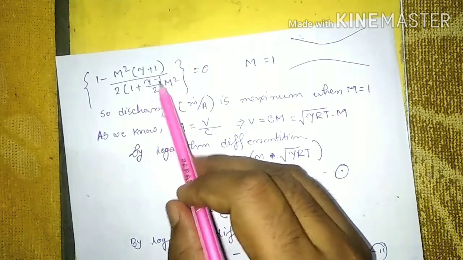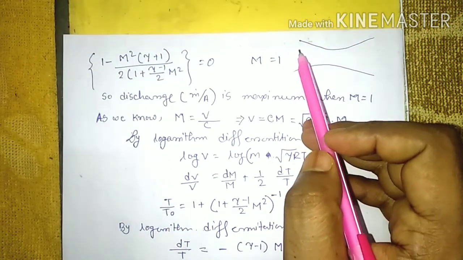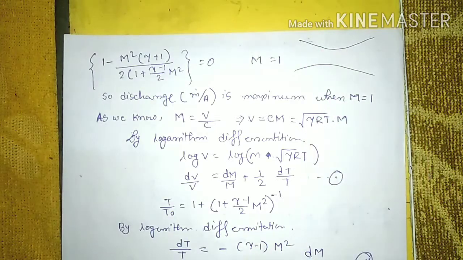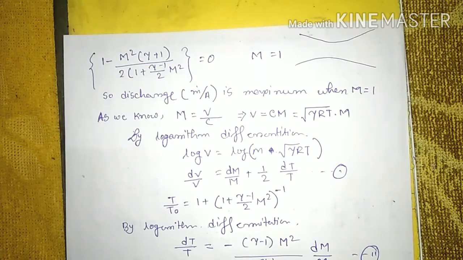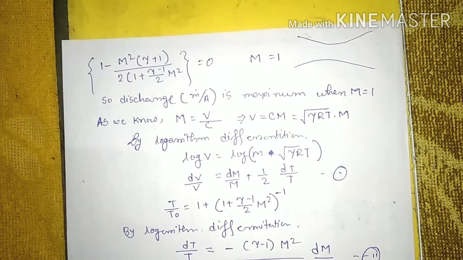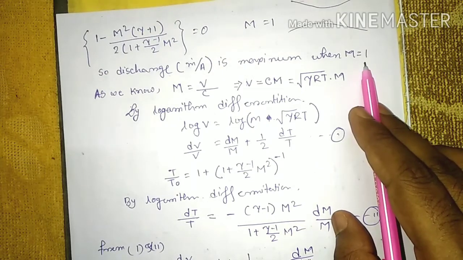If you calculate, you can get from this expression M is equal to 1. M is equal to 1 means V is equal to C, that means it's the sonic velocity, right? V is equal to C, M is equal to 1 means sonic velocity. So if M is equal to 1, in a particular section, in a particular region, you can get the discharge is maximum when the value of M is equal to 1.